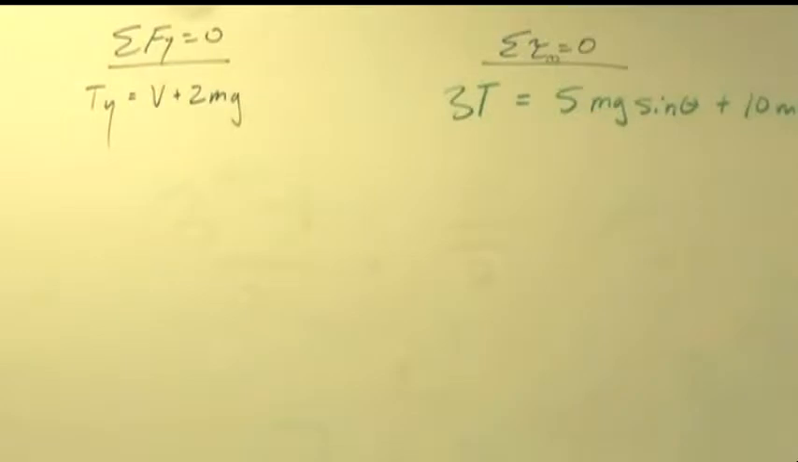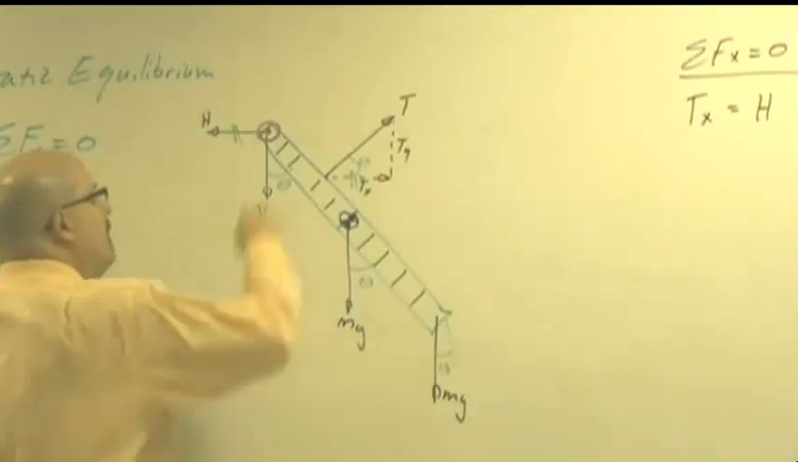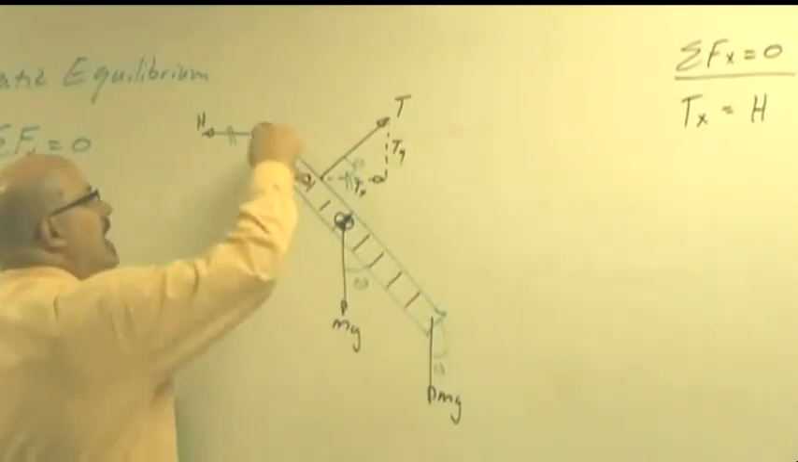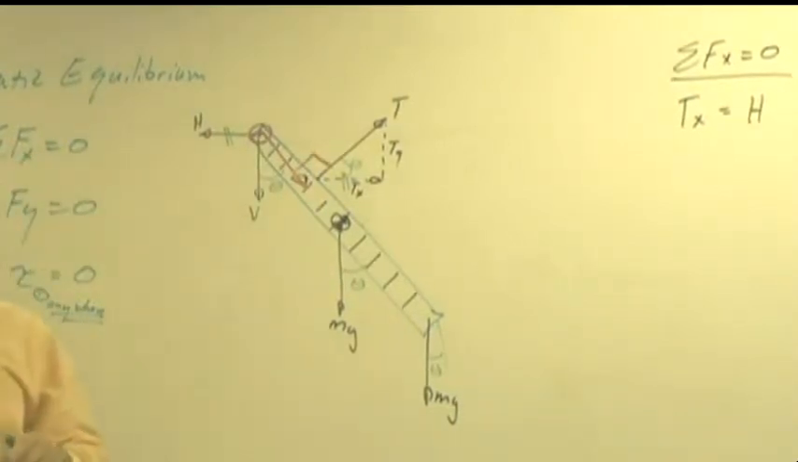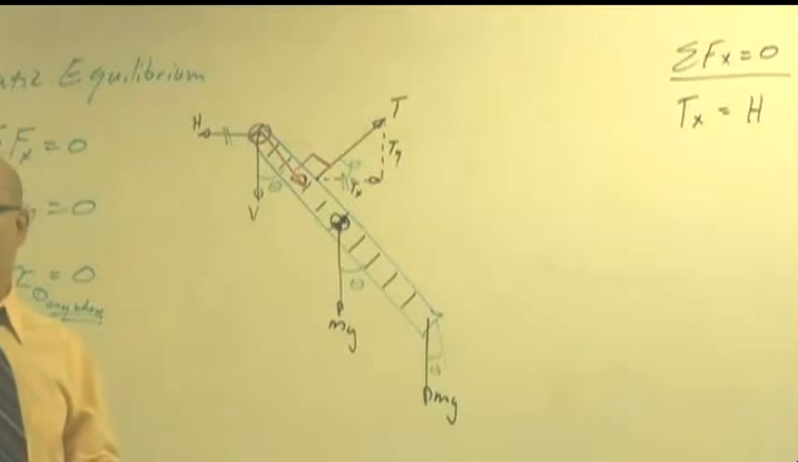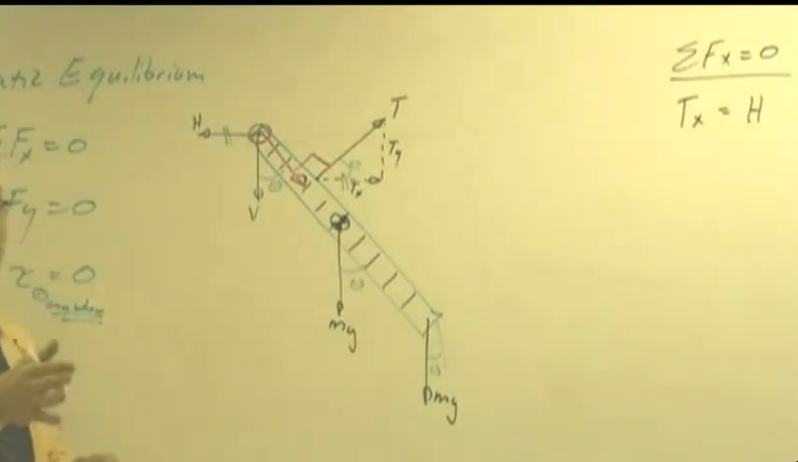Why does T not have a theta? Because T is perpendicular. Here's my radius. My radius is 3. The angle is 90, so it's sine of 90. Right? So it's 3T sine of 90.